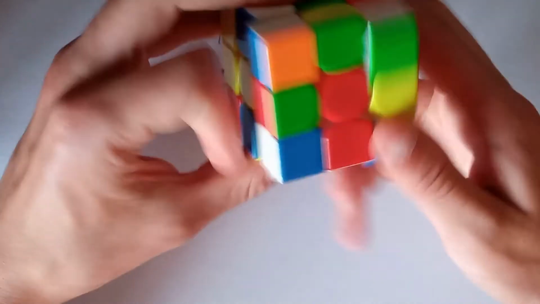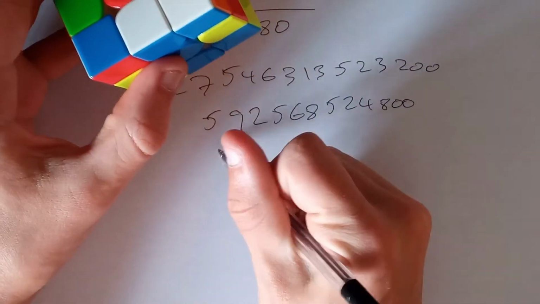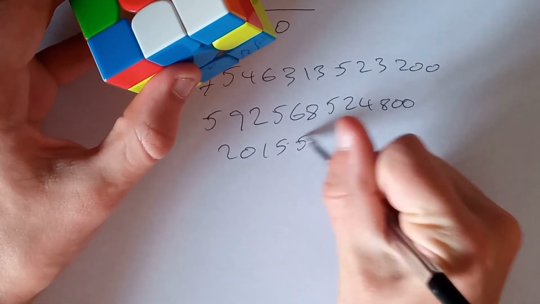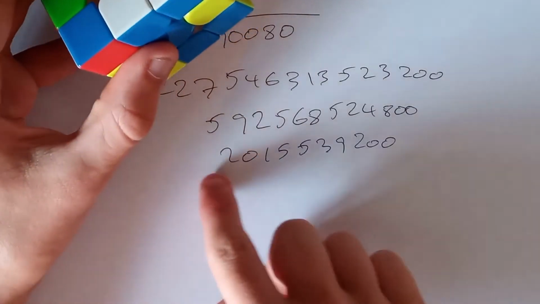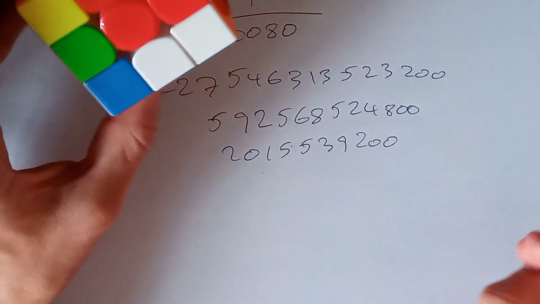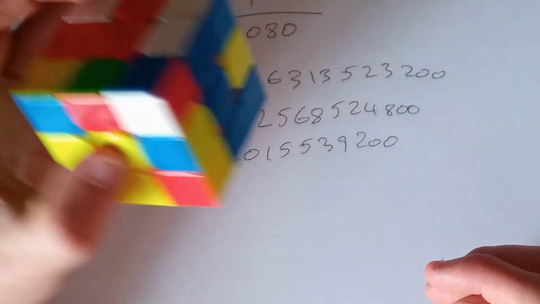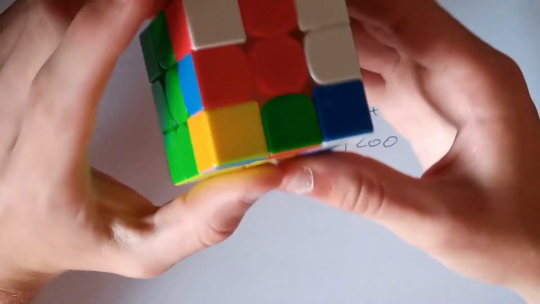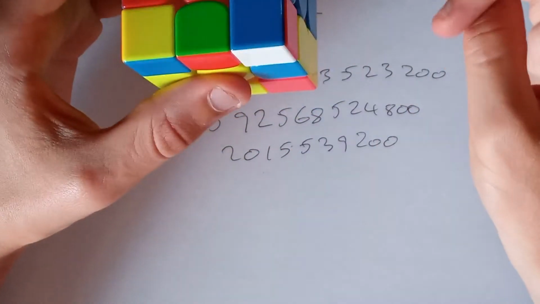Solving one more F2L pair reduces that number down to 2,015,539,200. As in 2 billion, 15,539,200. Now that has almost certainly been seen before. This completely weird random scramble like that.